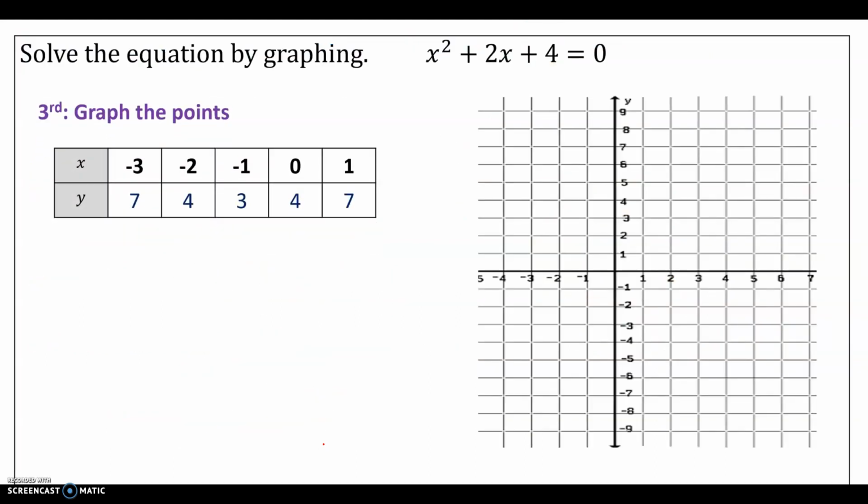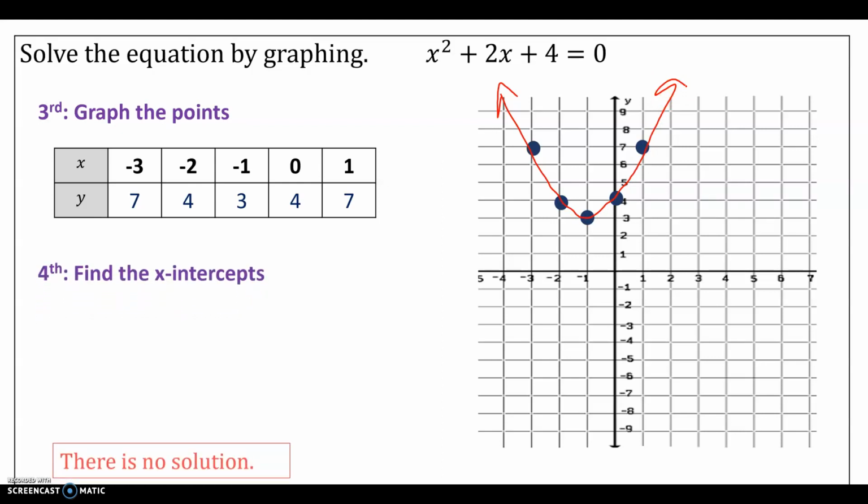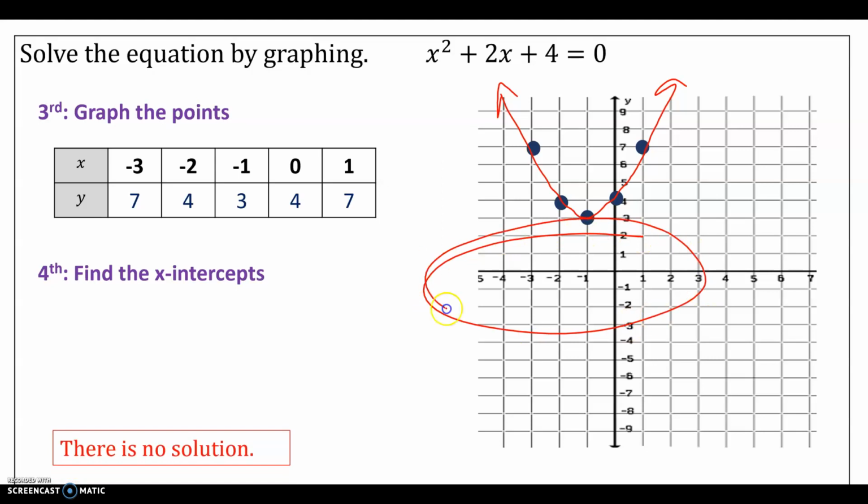Same table of values. Graph, draw your line. Notice it is floating. Find x-intercepts. There is no solution. Doesn't touch. Okay? Doesn't touch the x-axis. So that is why it is a no solution.